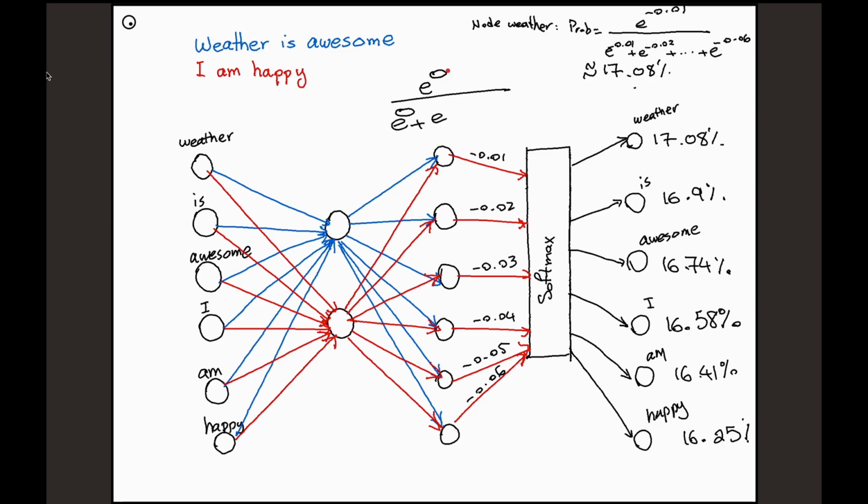So let's say x1 was the value of your node. It will be e to the x1 plus e to the x2 plus e to the x3 plus, here we only have 6 inputs, so e to the x6. So the probability that the next word is weather is the exponent of negative 0.01 divided by the summation of the exponent of negative 0.01, the exponent of negative 0.02, and so on and so forth. If you do it for every single node, you get 17.08% for weather, 16.9% for ease, and so on and so forth.